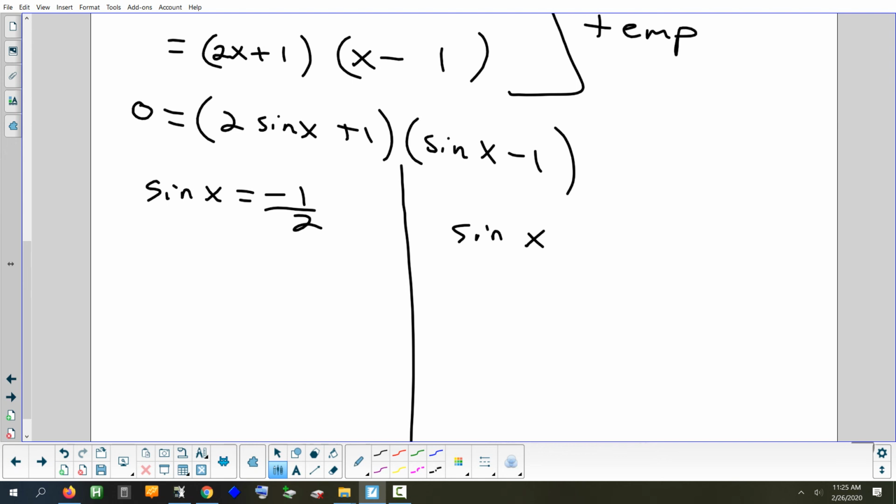And Brianna, on this one, it would be sine x equals 1. Let's do this one first, because anytime it's a 1, a negative 1, or a 0, all you got to do is look at the picture.